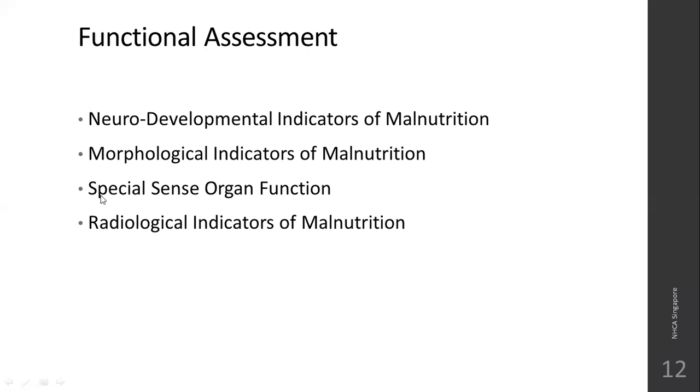Then we have radiological indicators of malnutrition. Osteoporosis. How can you check osteoporosis? You have to see the X-ray. When you do the X-ray of these children, you can see the retardation of the bone age, osteoporosis, evidence of rickets, bow-shaped legs. So during these radiological studies, you can identify if the child is malnourished or not.